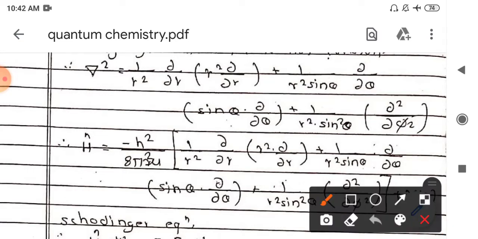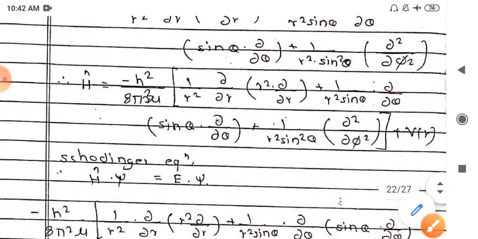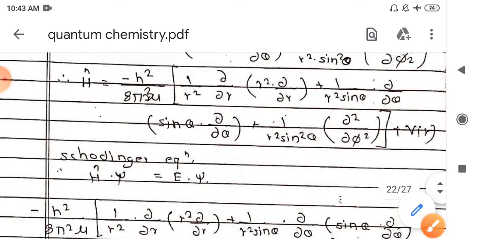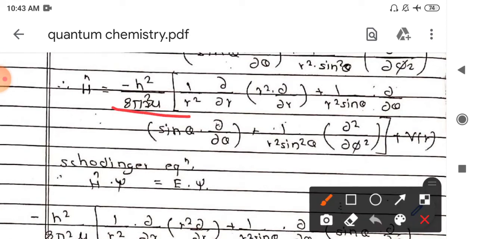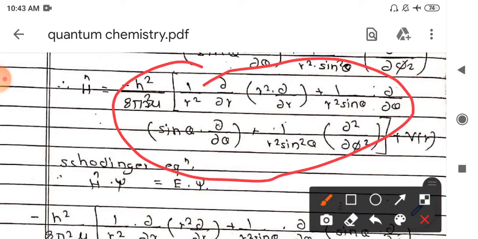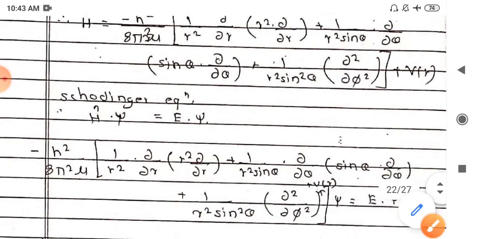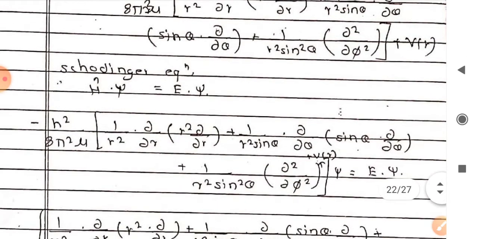Okay, so that is 1 upon r square sine theta ∂/∂theta of sine theta ∂/∂theta, plus 1 upon r square sine square theta into ∂2/∂phi square. So this Hamiltonian, or the total Hamiltonian, is what? Kinetic energy plus potential energy. The first term corresponds to the total kinetic energy for the r, theta and phi equations, and the last term is the potential energy.